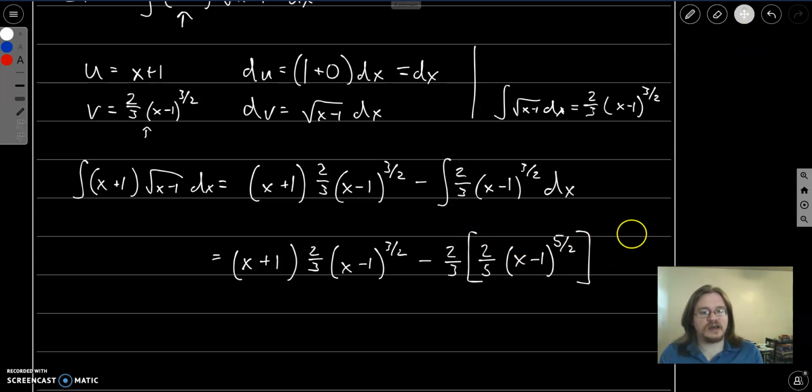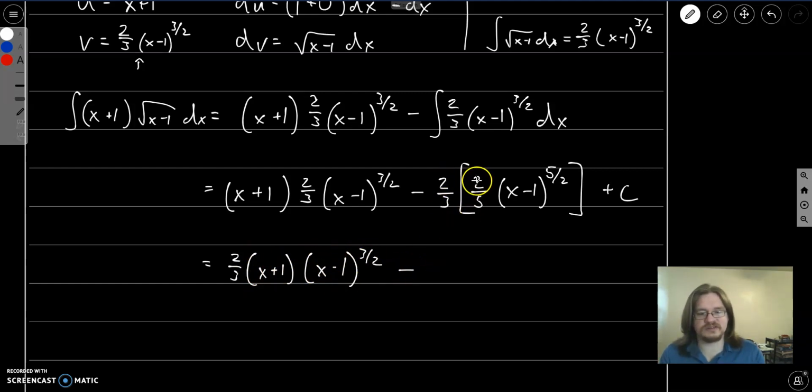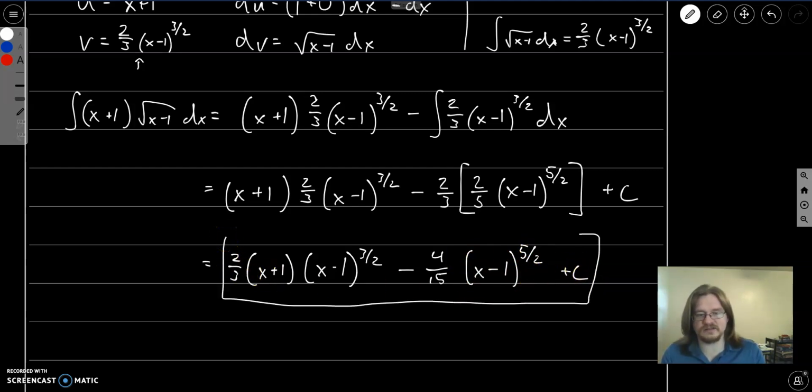So there's the integral. Now that we've taken the integral of everything, we should remember we've got a plus c out here, and we can simplify this just a little bit. Maybe I'll move the 2/3 to the front. It's nice to have our constants at the front, so we can just collect all of them up. Minus 2/3 times 5 times 2/5 is 4/15 times x minus 1 to the 5/2 power plus c. So there is our final answer.